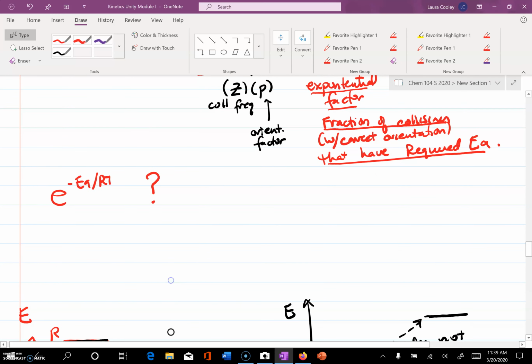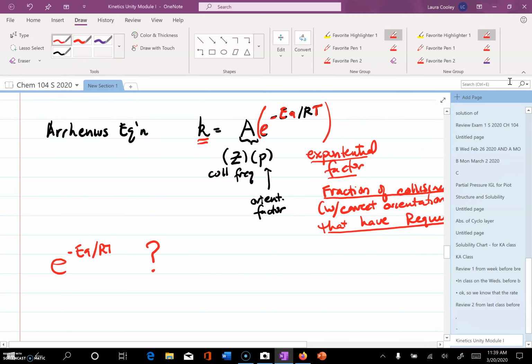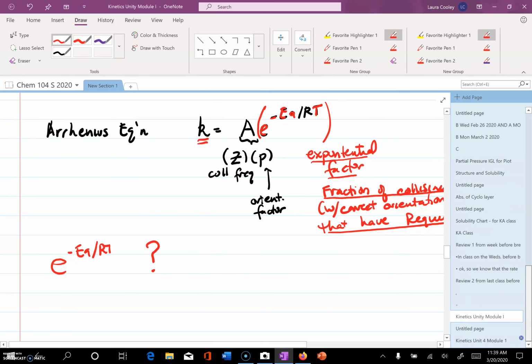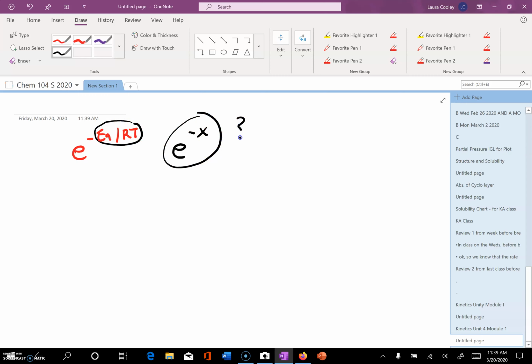I have to go to a different thing because I kind of screwed this up, but I'm going to do that. Go to a new page. So we're talking about e to the minus Ea over RT. Okay, so first I'd like to think about this in terms of being e to the minus x, where x is this. So what I'd first like to do is consider, first of all, what is e?